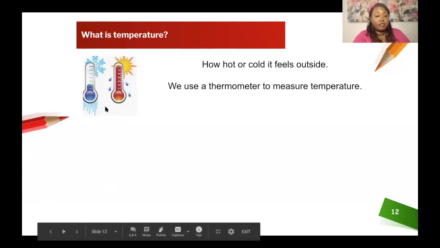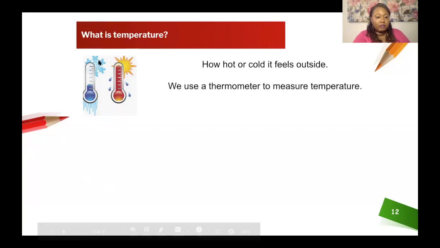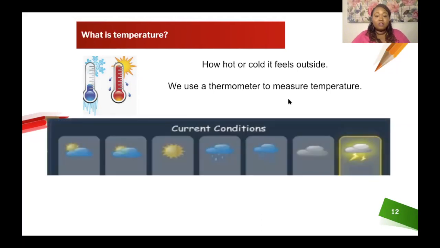So if we look at this chart, we can see that when it's cold outside, this part, which is normally mercury, is lower, closer to the bottom of the thermometer. So when it's cold, the temperature is considered low. But when it's hot, the temperature is considered hot and is high. Let's go ahead and explore some other ways to describe temperature.